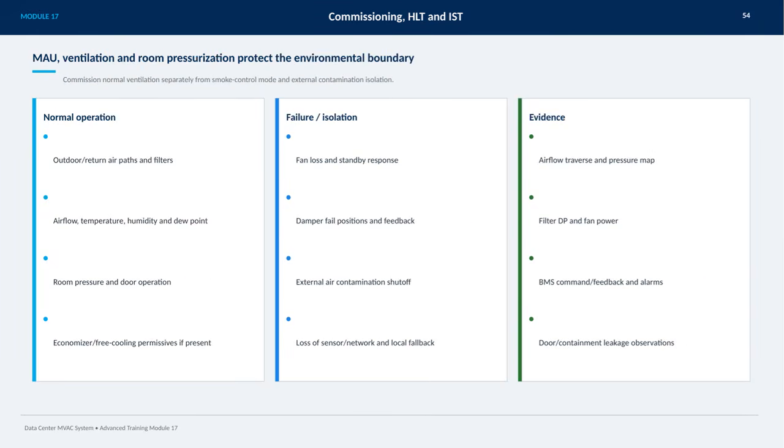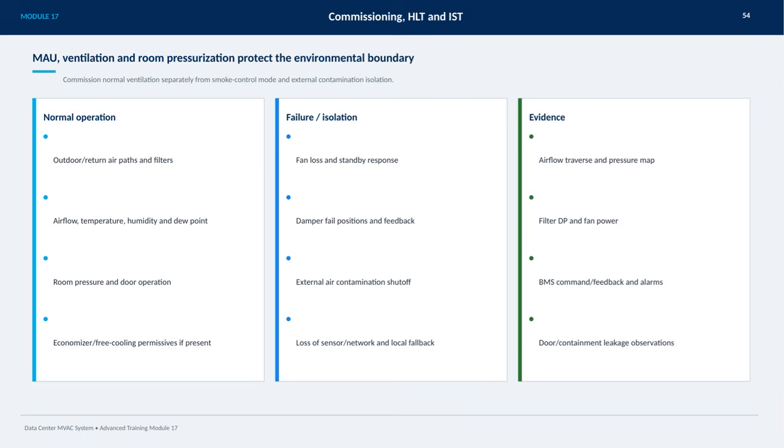On this slide, we focus on how MAU, ventilation, and room pressurization work together to protect the environmental boundary in a data center. One key point is to commission normal ventilation functions separately from smoke control mode and external contamination isolation, ensuring each system operates effectively on its own. During normal operation, we carefully monitor outdoor and return air paths along with filters to maintain air quality. We also control airflow, temperature, humidity, and dew point to create the ideal environment. Maintaining proper room pressure and ensuring door operation supports containment is crucial.